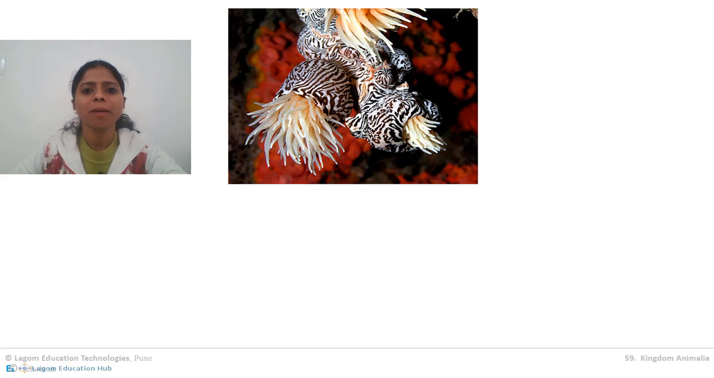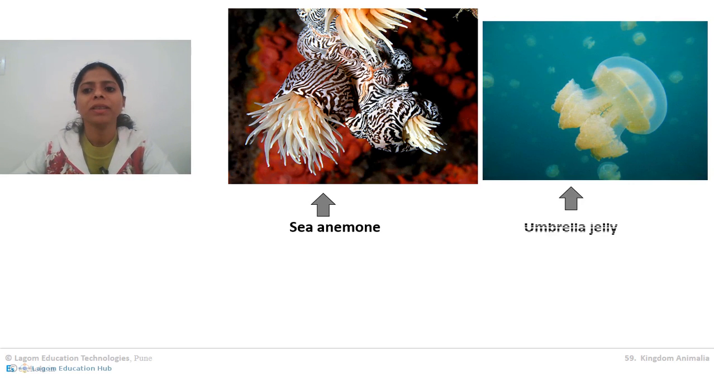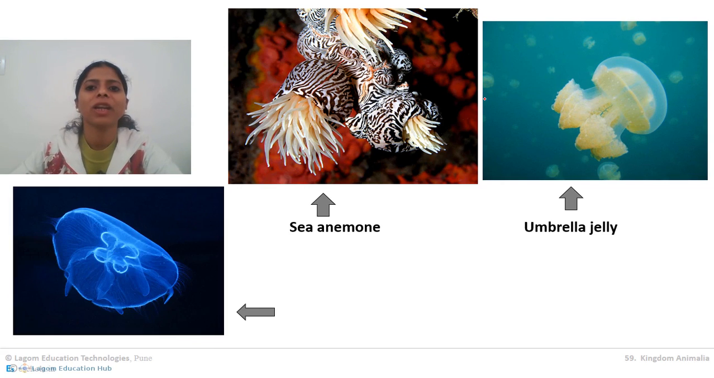One more example of Cnidaria is this sea anemone. Sea anemones are animals which have tentacles, and most of the time they are asymmetrical, but some of them even show radial symmetry. Even Hydra shows radial symmetry, remember. Another example is jellyfish. Jellyfish also shows radial symmetry. We have already studied an example of jellyfish in radial symmetry, correct? And this is one more kind of jellyfish.